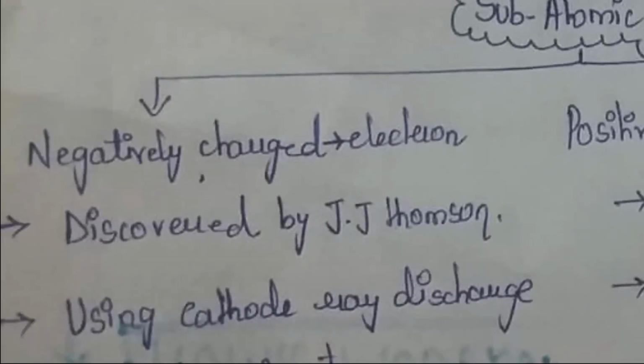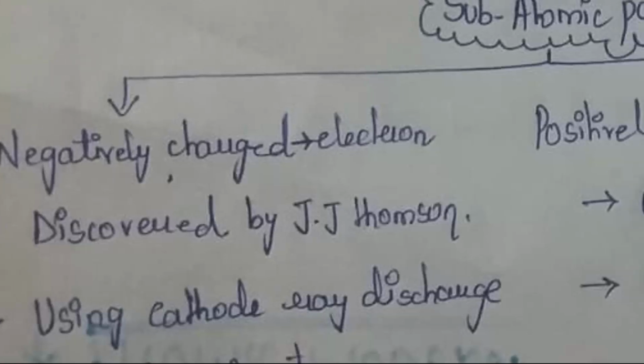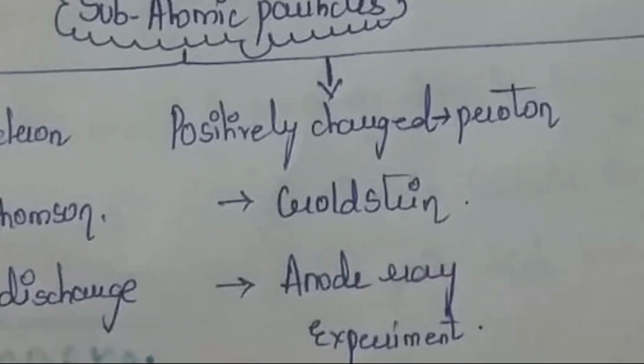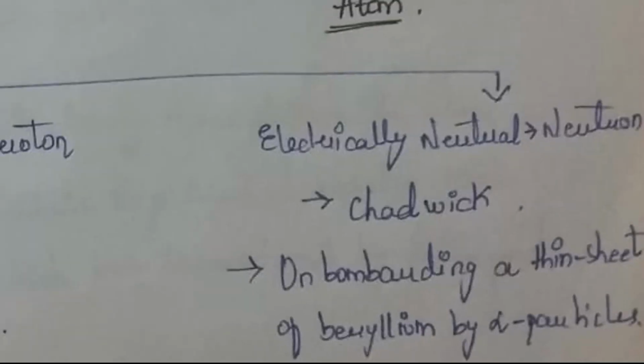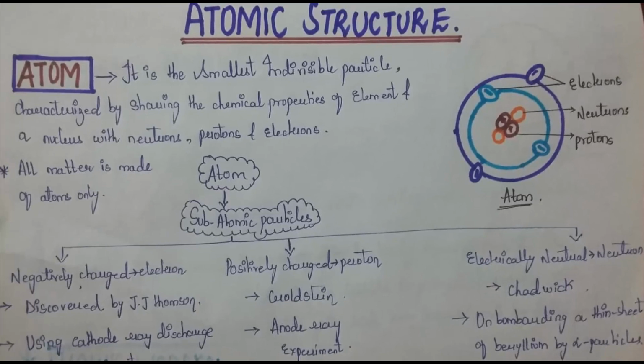The negatively charged electron was discovered by J.J. Thomson using the cathode ray discharge tube experiment. The positively charged proton was discovered by Goldstein using the anode ray experiment, and the electrically neutral neutron was discovered by Chadwick on bombarding a thin sheet of beryllium by alpha particles. This was a brief intro on atom.